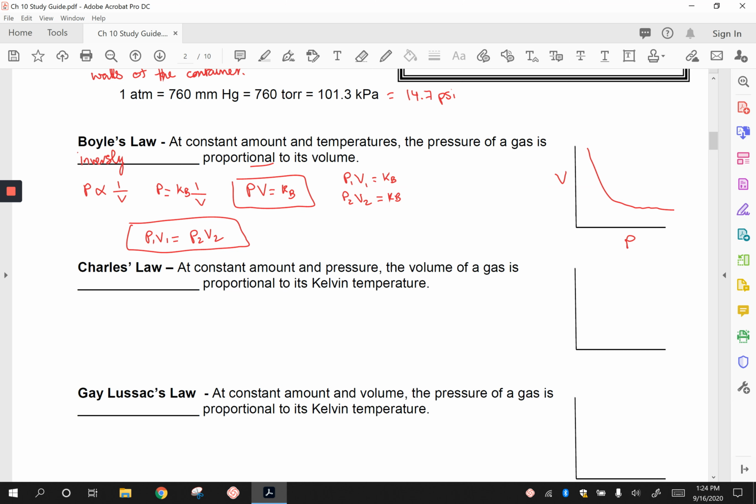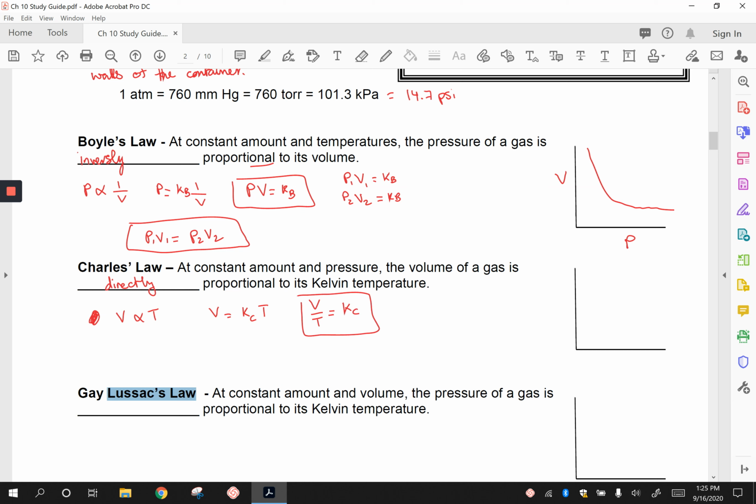So the volume of gas is directly proportional to its Kelvin temperature. So we're saying, oops, not pressure. We're saying that volume is proportional to the temperature. So we can say volume is equal to a constant, let's call that C for Charles, times the temperature. So if we rearrange this, V over T is equal to a constant.